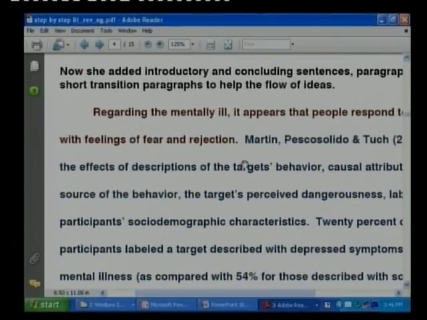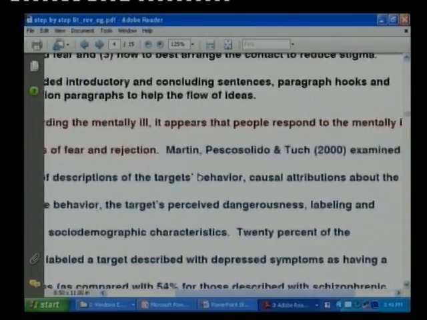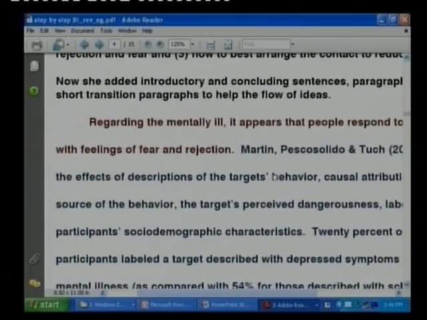Well, she is rewriting the things. Now she added introductory and concluding sentences, paragraph hooks and short transition paragraphs to help the flow of ideas. Now this flow of ideas is a very important thing. Various research scholars have done their work at various times, and how to organize their flow of ideas according to our own hypothesis is where this becomes exemplary. Well, let us see on the screen.